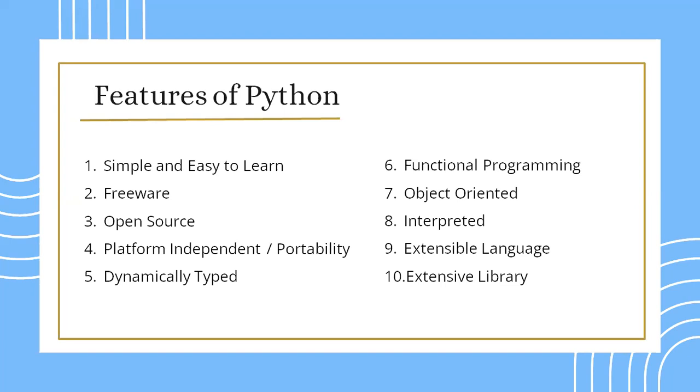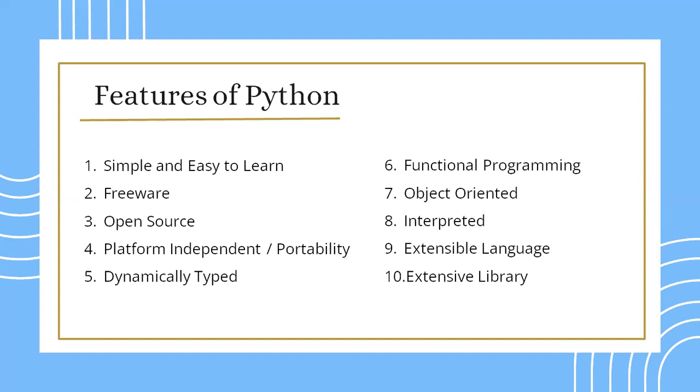Next point is freeware and open source. These are the points which are applicable for software for which we need not pay a single penny while using it. And open source means the source code is open.